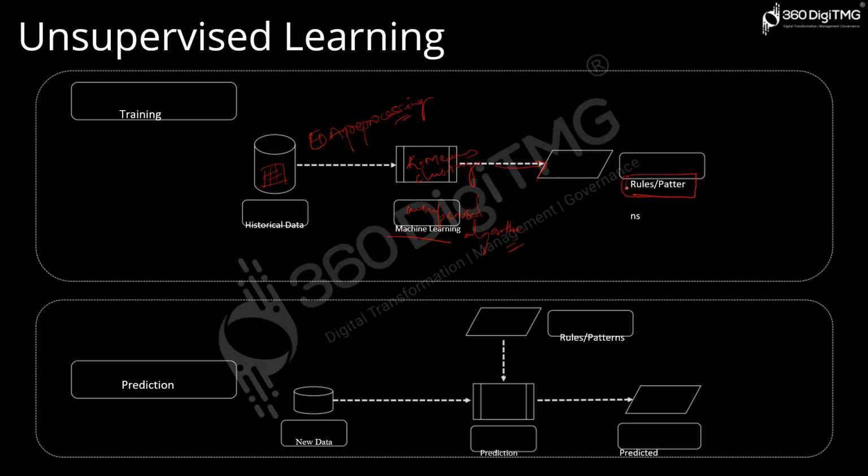These rules and patterns are kept aside, and for new data which is collected now regarding the same, EDA and pre-processing, which is compulsory for anything, and the rules and patterns of the historical data, and the K-means clustering machine learning algorithm combined predict the output and then give the output. That is the predicted output.